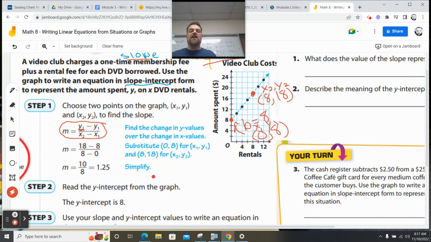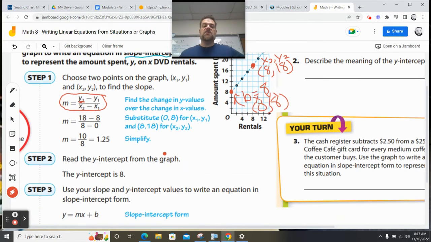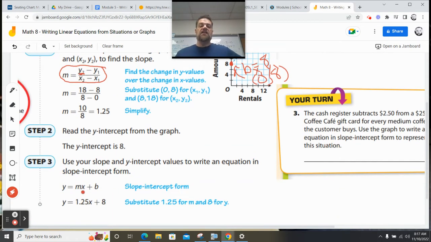All right. So now I know what the slope is, right? And I also know what the y-intercept is. So I can write the equation of the line. Wherever there's an m in the formula, I'm just going to plug in 1.25 because that's what m is. And wherever there's a b, I'm going to plug in 8 because that's the y value of where it crosses the x-axis. Or y-axis, I'm sorry. Does that make sense?